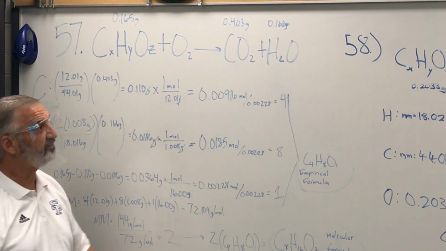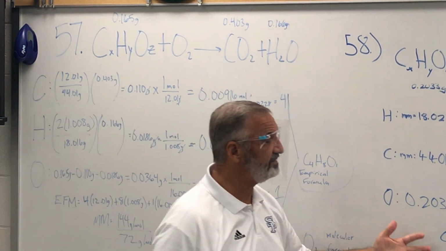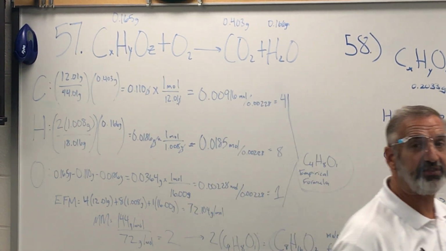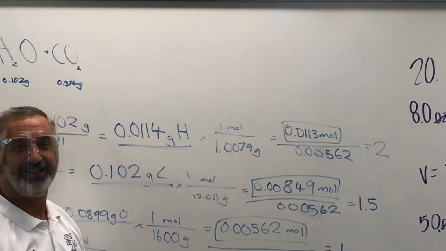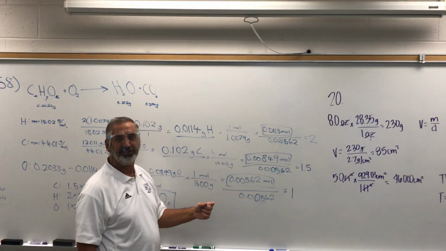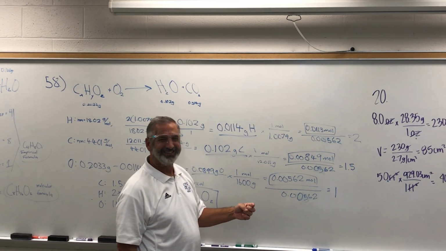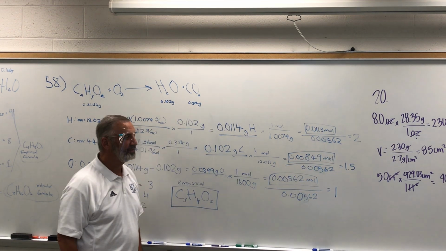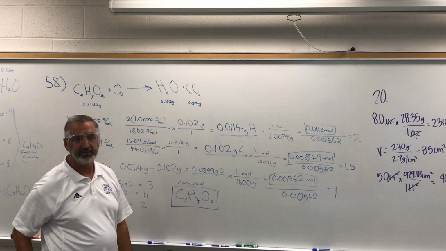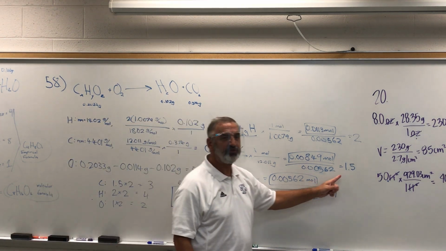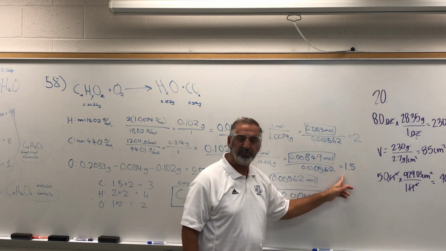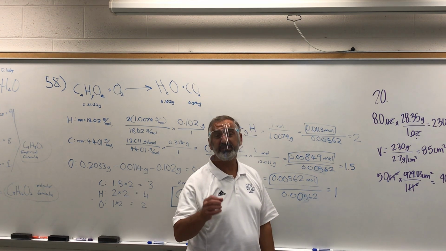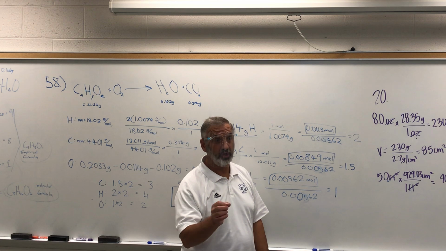Okay, so 58 is exactly the same. Except, what happens when you divide through by the smallest one? You get this 1.5. You cannot round that to 1 or to 2. What's the rule? How close do we have to be? Like 0.05, okay, within a whole number.